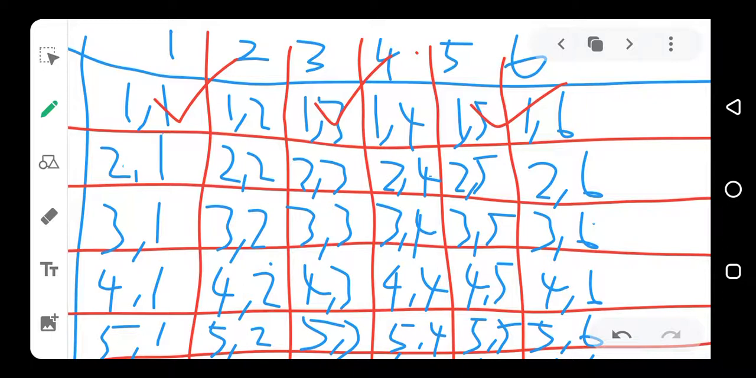Then row 2. 2 plus 1 is not an even number. 2 plus 2 is 4, an even number. 2 plus 3 is not an even number. 2 plus 4 is an even number, we mark it. Then 2 plus 5 is not an even number. 2 plus 6 is an even number. 3 plus 1 is an even number, 4.